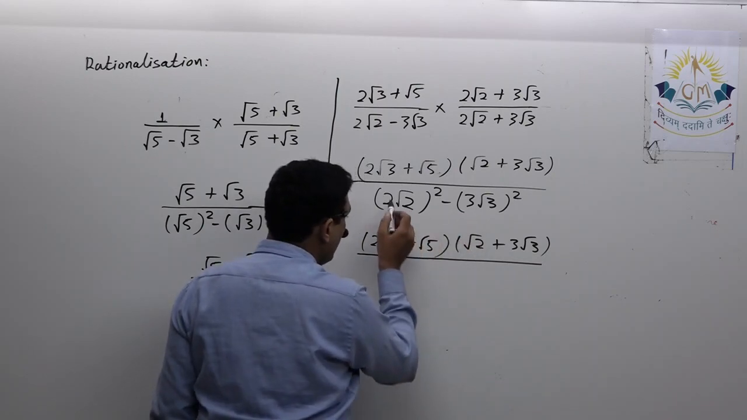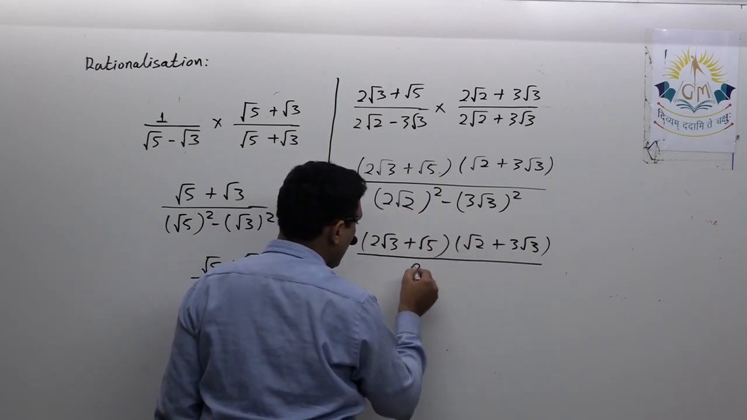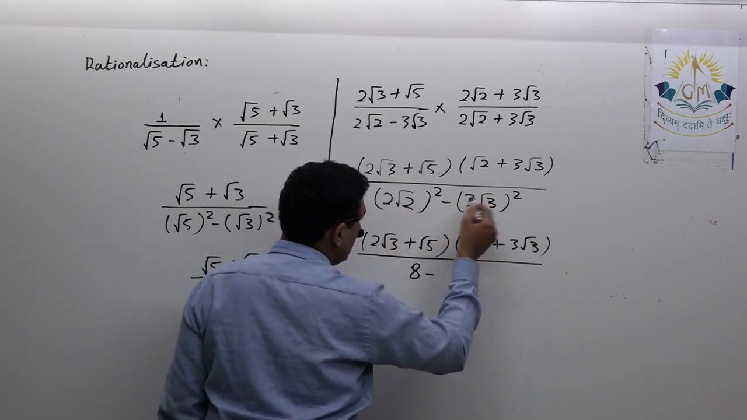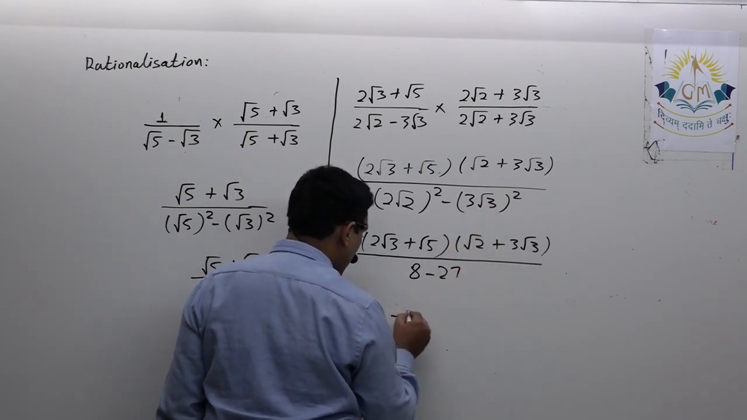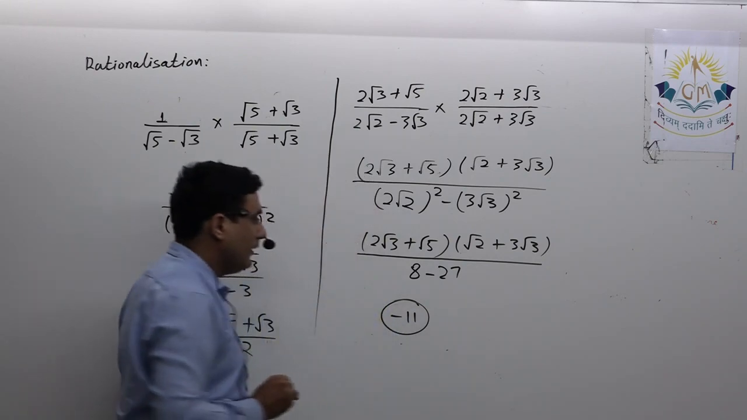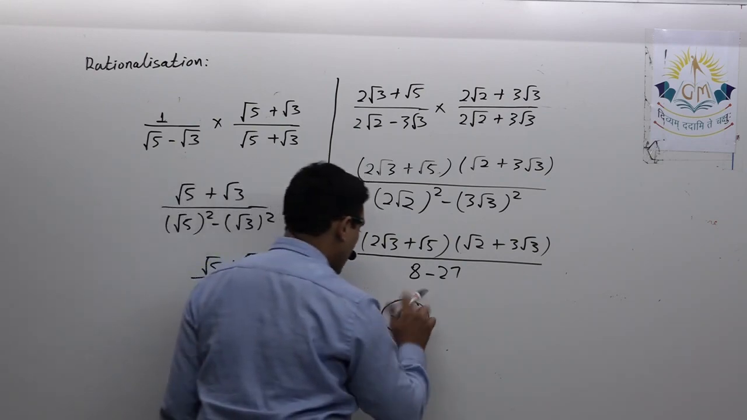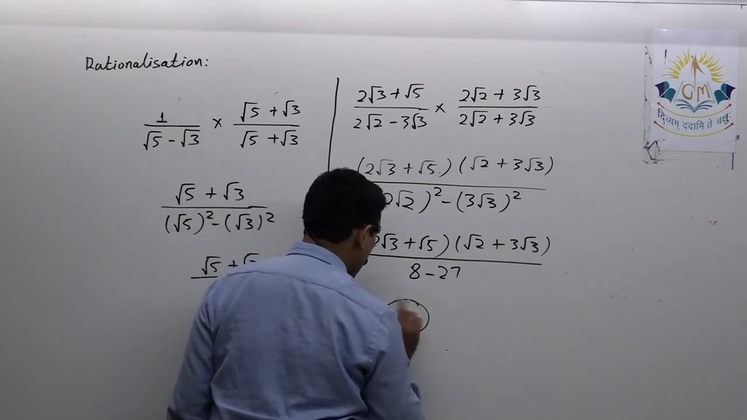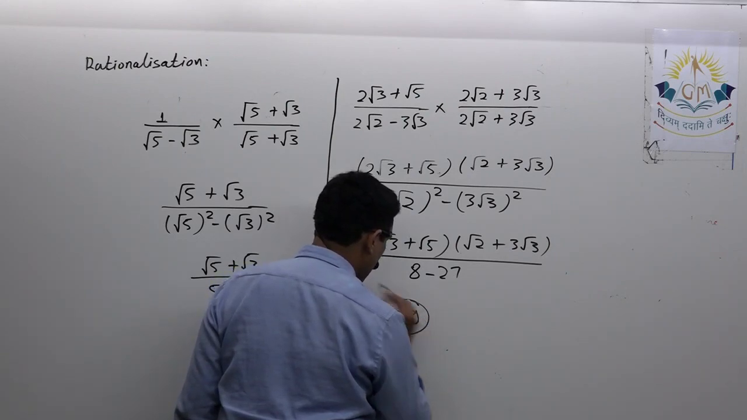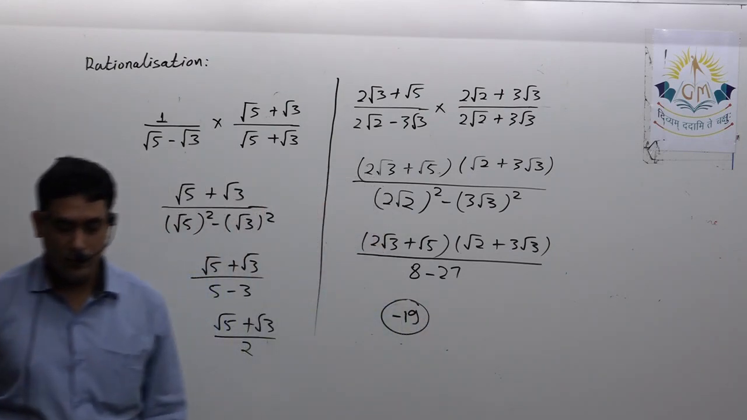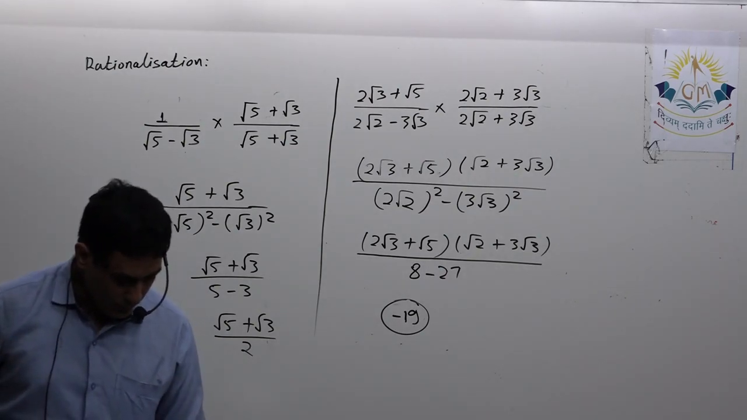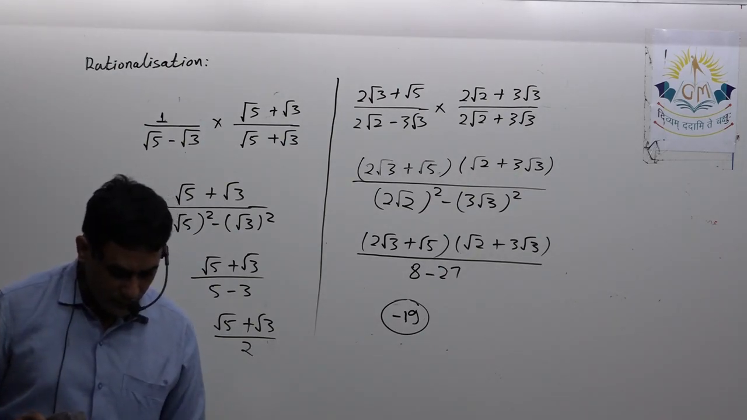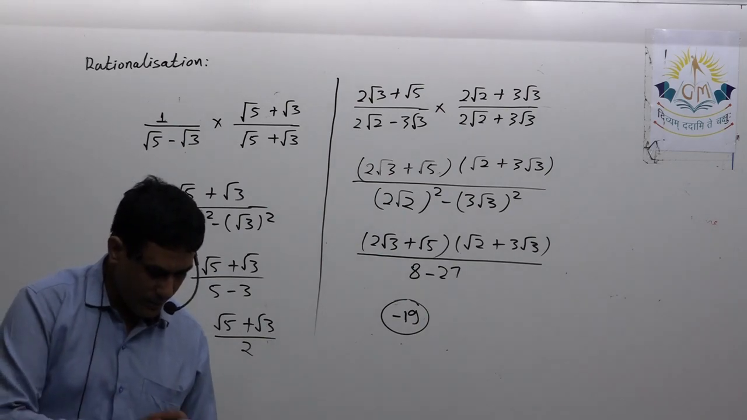So here the denominator will be 4 into 2, that is 8, minus 9 into 3, 27. So the denominator will be minus 19. Denominator will be minus 19. So let us see some more questions. Generally, they do not ask this much.